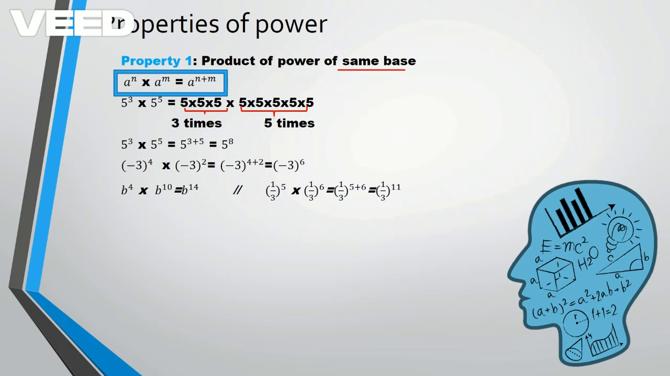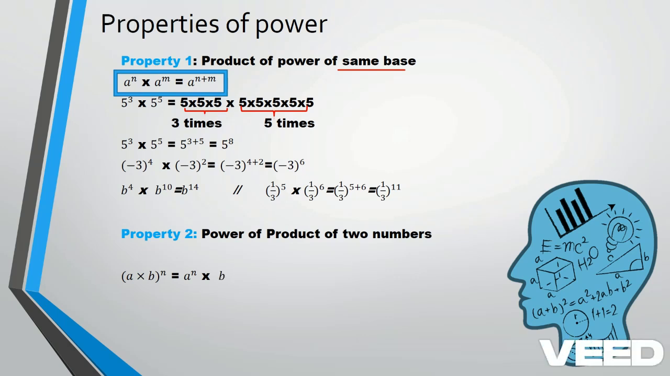Property number 2. Power of product of two numbers. Here we have a multiplied by b together inside the parentheses raised to power n, which is equal to a exponent n multiplied by b exponent n. And we can inverse this rule. A exponent n multiplied by b exponent n, here we have the same exponent, equal a multiplied by b inside parentheses together raised to the power n.